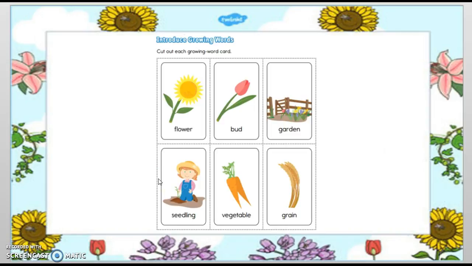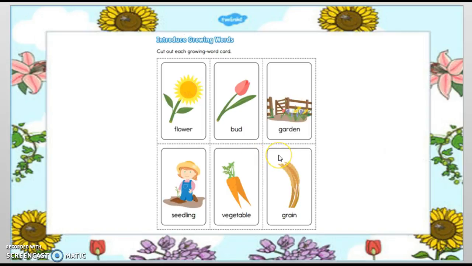Our next word is seedling, and a seedling is a young plant that has been grown from a seed. So it starts as a seed, and as it grows into a young plant called a seedling. Our next vocabulary word is vegetable, and a vegetable is a plant or part of a plant such as carrots or beans that is used for food. So this is a plant that you can eat.